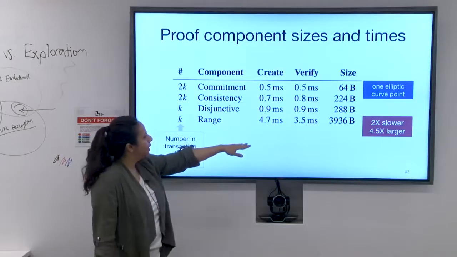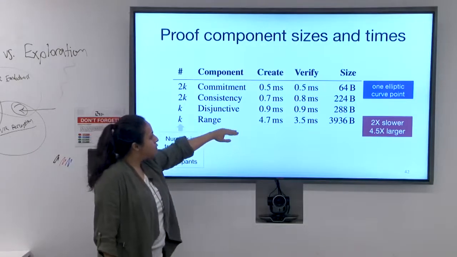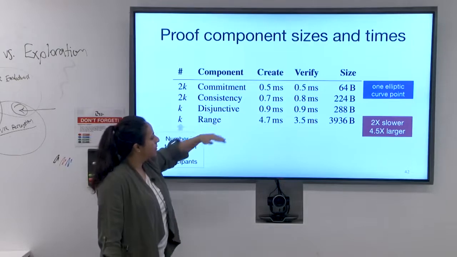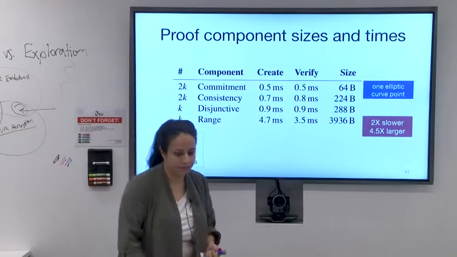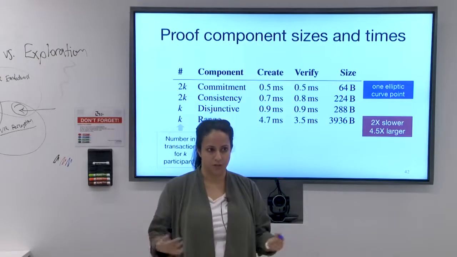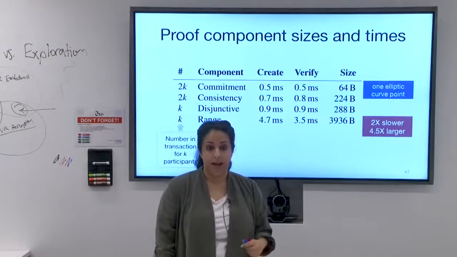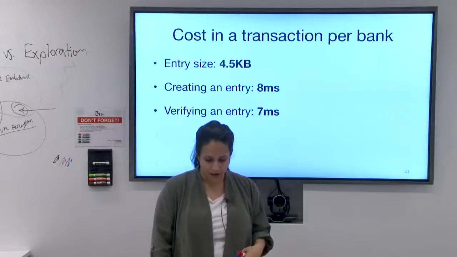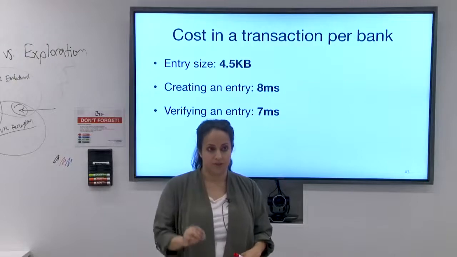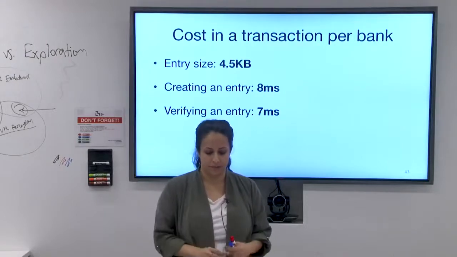But you note here that the range proofs are slower and larger than everything else combined. They are the entirety of the cost of this system. So a faster way of doing range proofs would really help a lot. It would make us be able to handle many, many more banks. So this is the cost in a transaction per participant in the system.